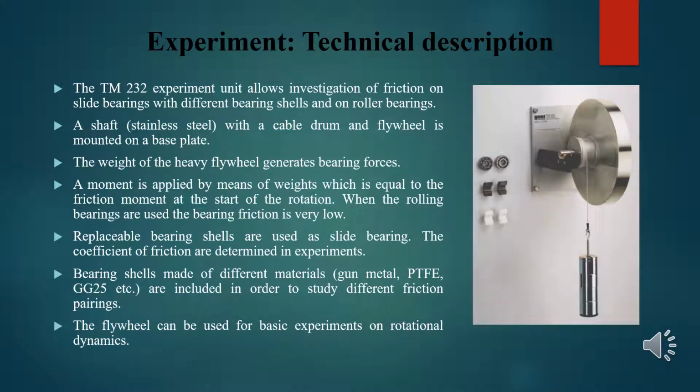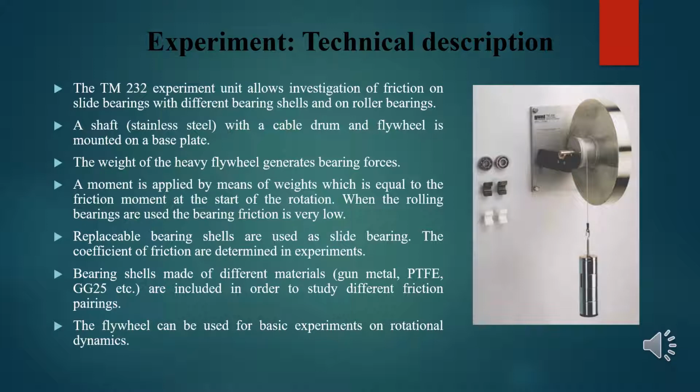The experiment is conducted on the bearing friction apparatus TM232, and it allows the investigation of friction on slide bearings with different bearing shells and on roller bearings. The experimental setup consists of a shaft, basically made of stainless steel, a cable drum, and a flywheel, which are mounted on a base plate. The weight of the heavy flywheel generates the bearing forces, and the moment is applied by means of a hanging weight from a string, which equals the frictional moment at the start of rotation.